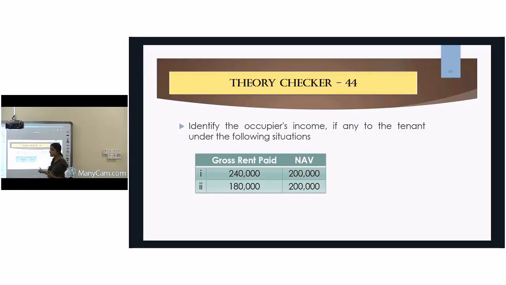In that case, what would be the owner's income? In this case, we are going to calculate the rent income. Rent income is not exactly equal to 200,000, but from 200,000 you have to deduct what? The occupier's income of 20,000, and the net of 180,000 would be the owner's income or the rent income.